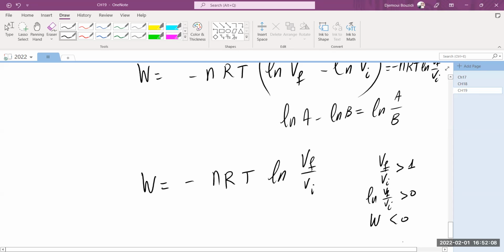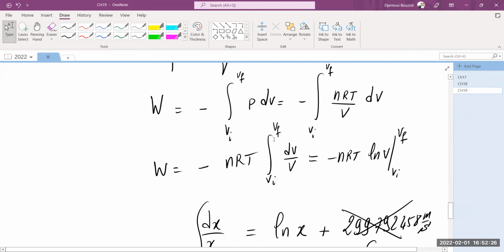If it was the other way around, if it was really a compression, not an expansion, then in that case the ratio will be less than 1, and the ln of a number that is less than 1 is going to be negative, times the negative is going to be a positive. So it takes care of the sign on its own.